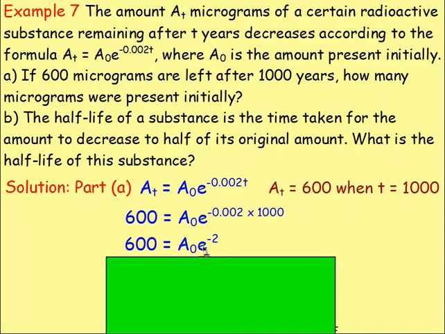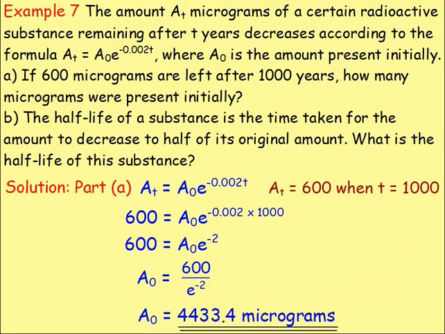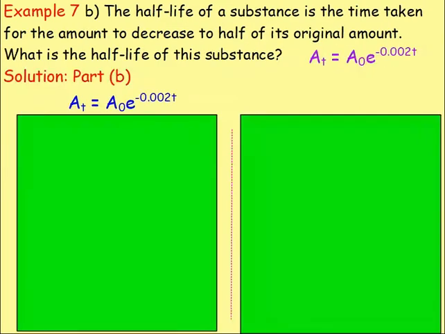So to get A naught on its own, we'll divide both sides by e to the power of negative 2. If you work that out on the calculator, that will give you 4,433.4 micrograms. And that is what you will get for A naught.